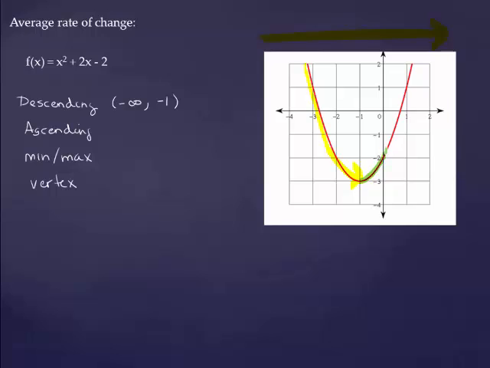Now I'm ascending as I go up like this. So I'm ascending from -1 to positive infinity. My minimum or my maximum, in this instance it's a minimum, is the point, well, y equal to -3. But it's also my vertex. So it's the point -1, -3. We can talk about the axis of symmetry from the picture. We had already graphed that. But my axis of symmetry was x is equal to -1.